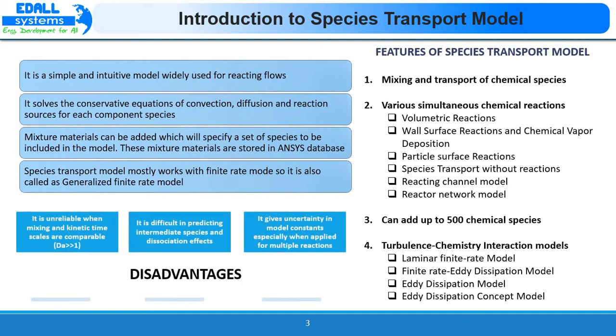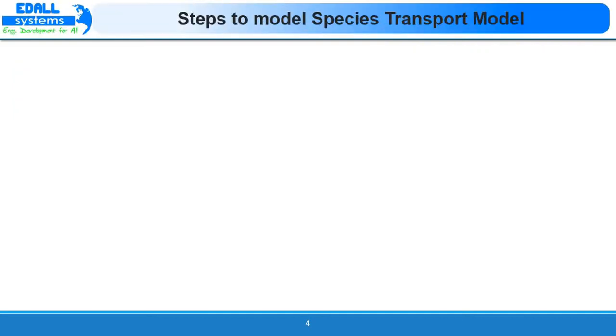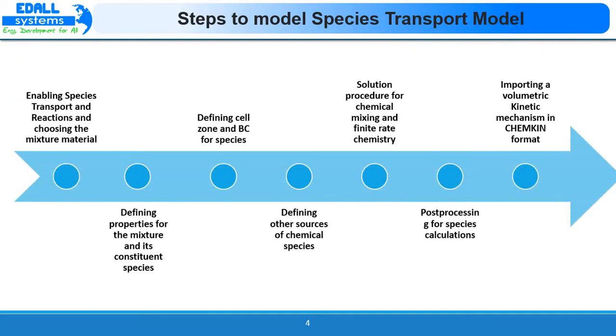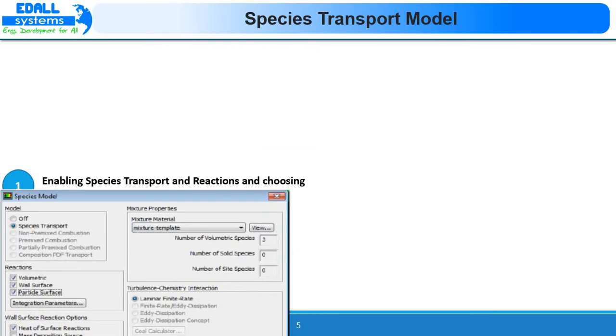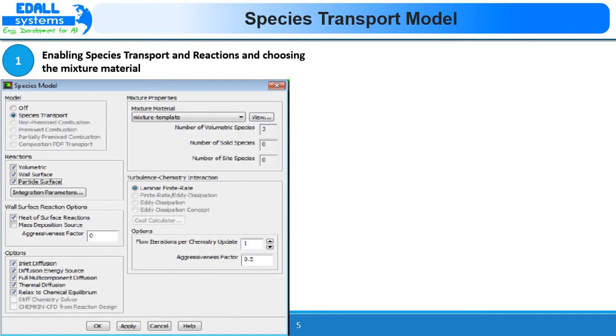Also, there are some disadvantages of using this model, and they are when mixing and kinetic time scales are comparable, this model becomes unreliable. Also, it is difficult in determining intermediate species and dissociation effects. Now we will see what are the steps involved when we are dealing with species transport model. So these are some of the steps which we are going to follow, and we will discuss each of them in further slides.